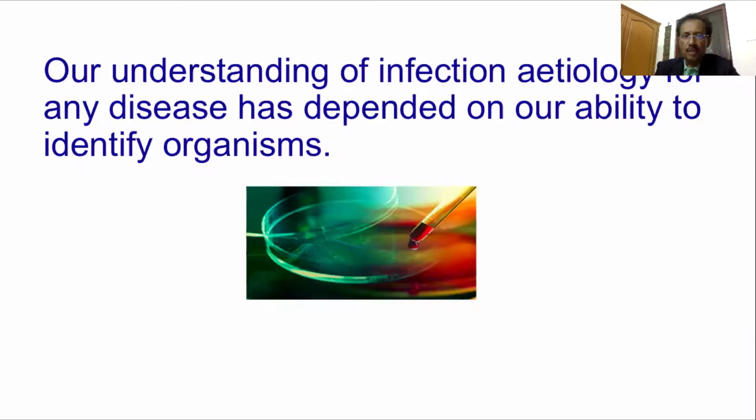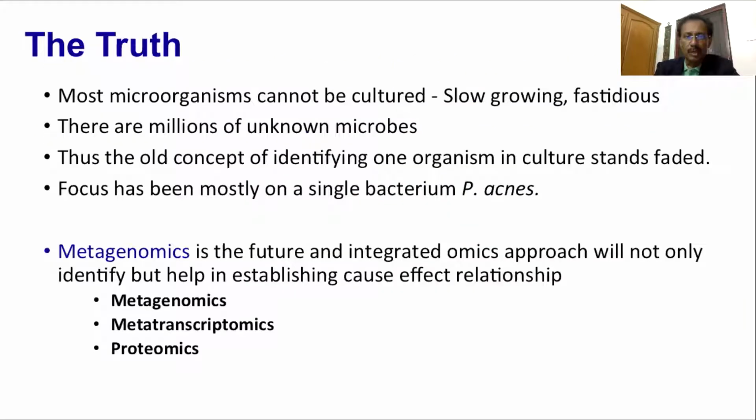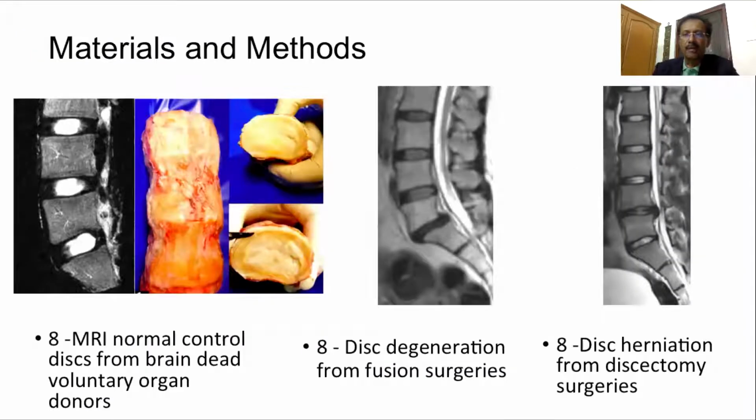Most of us strongly believe that the discs are highly sterile in health because they are the largest avascular structures in our body. But our understanding of infection etiology has always depended on our ability to identify organisms. So long as we restrict ourselves to culture-based methodology, we will miss identifying a whole lot of microorganisms which cannot be cultured easily. So metagenomics and next generation sequencing is the future, and this allows us to identify all the bacteria by DNA sequencing. And this is what we employed.